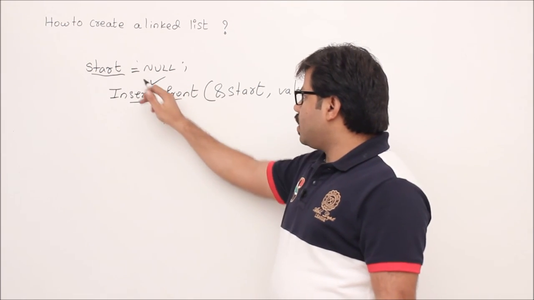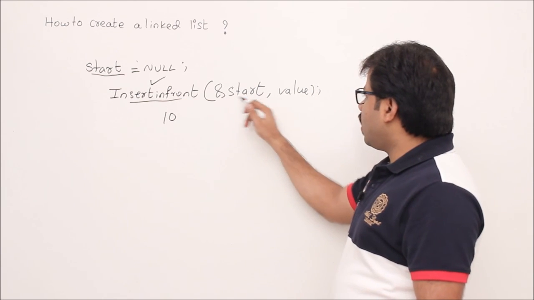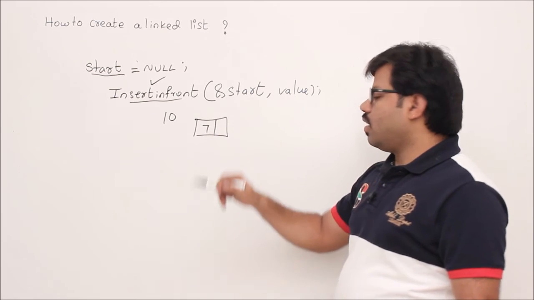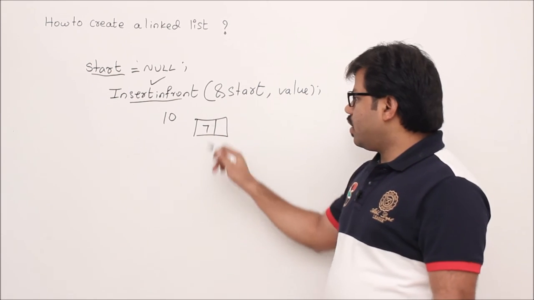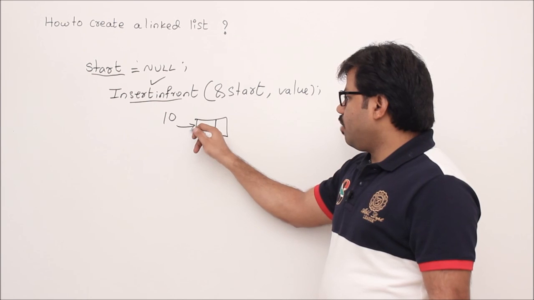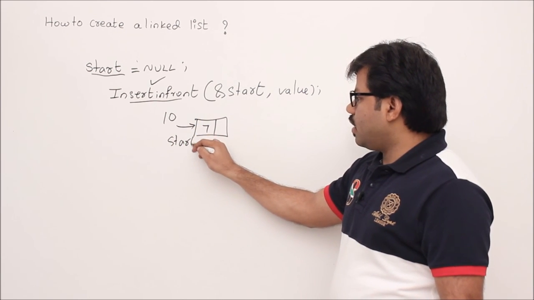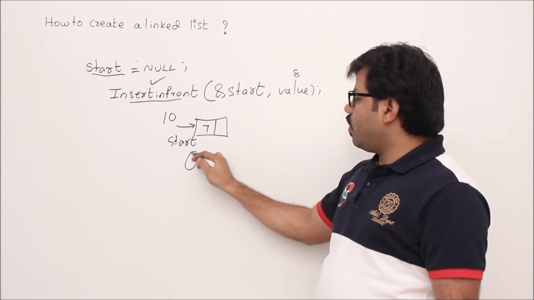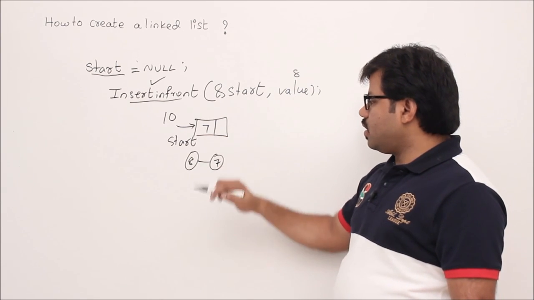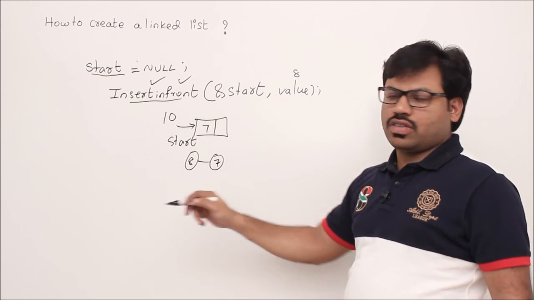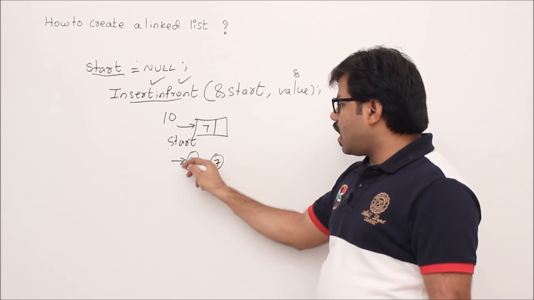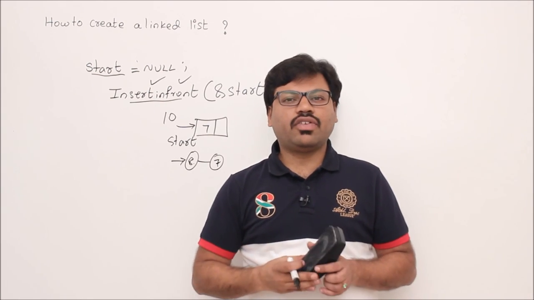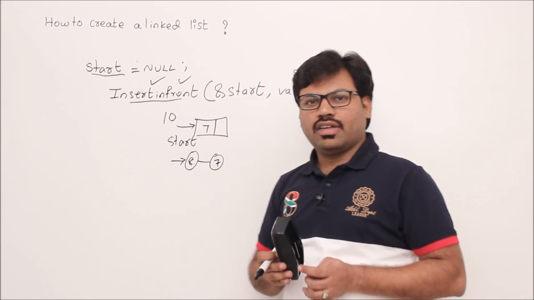So initially start is null. When you call insert in front with the address of start and a value, for example 7, that value will be added to the node. Because it's the first time, you see this result, right? Start. After that, next time when you insert 8, 8 will be inserted in front of this list, and already we know how insert in front works. Because of that, 8 will be added here and start will be updated. So we have seen the logic to update start, right? In that way we can think about insert in front, right?